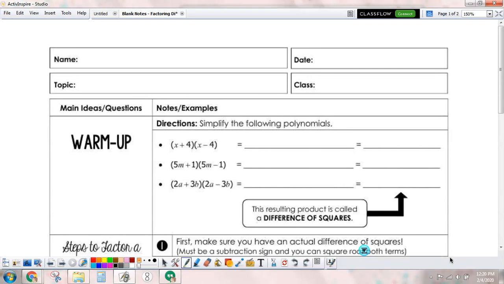All right, so we're going to start. Before we talk about the difference of squares, we need to do just a quick warm-up. So I want to go ahead and factor or FOIL all of these polynomials.